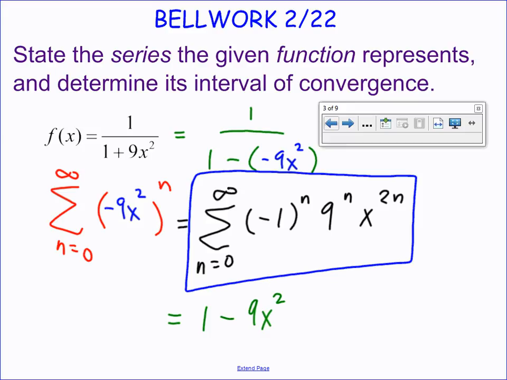And then increment my counter by 1. I'm up to 2 now, right? So I'm up to 2. When n is 2, negative 1 squared is positive. 9 squared is 81. X to the 2 times 2 is 4. Is that correct? And then I increment my counter by 1. I've got 3. And I'm just doing the first 4. Am I doing the first 4?